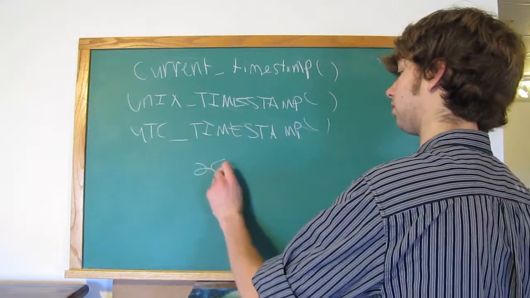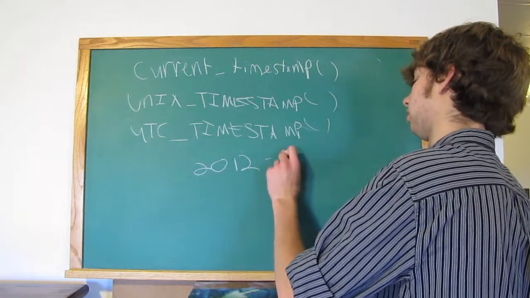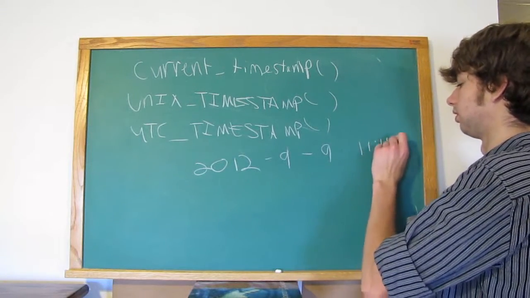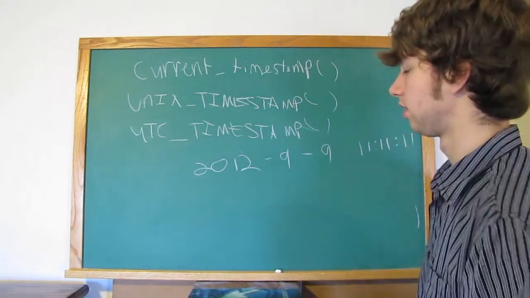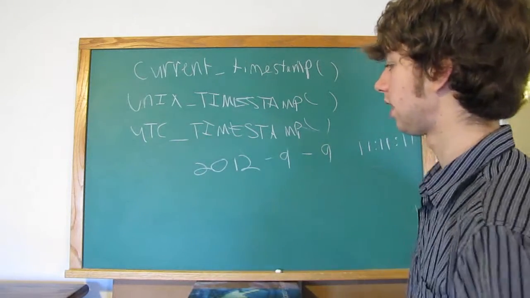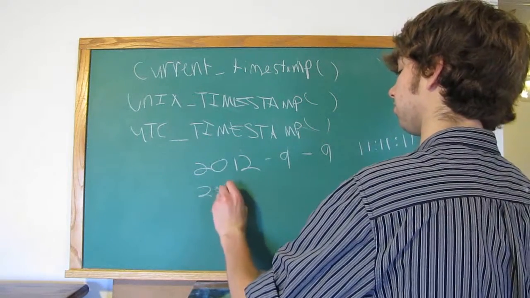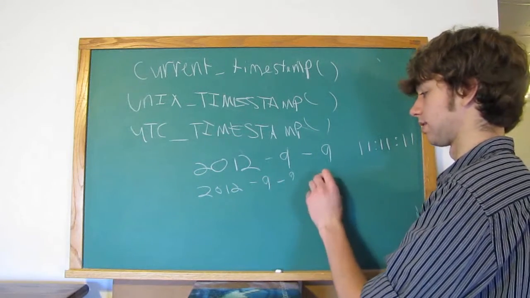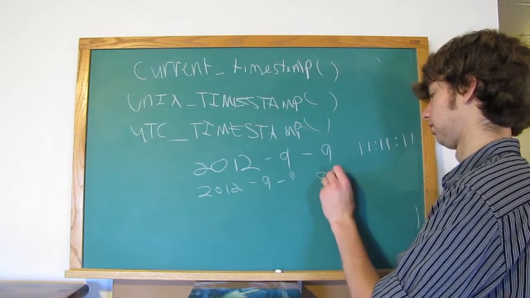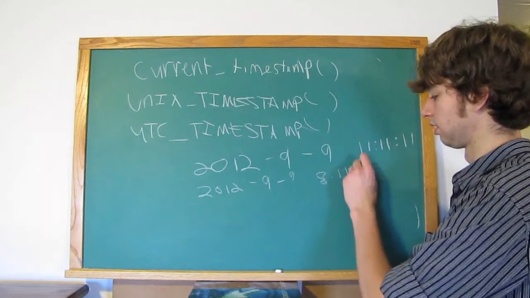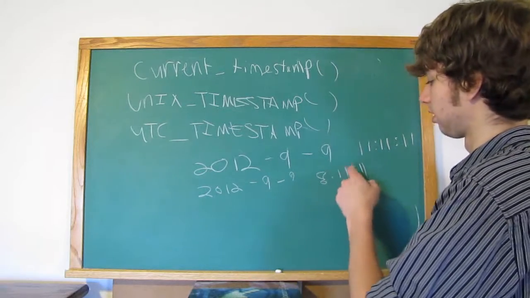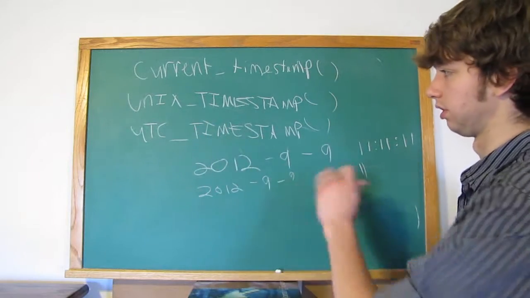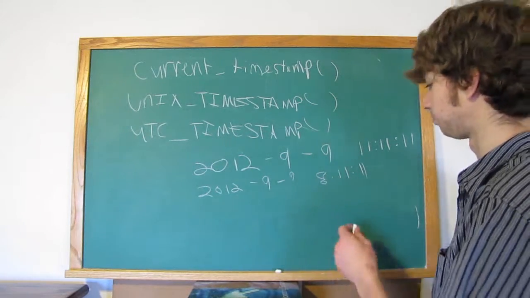Here we have a day. 9, 9, 11, 11, 11, right? So if we convert this to UTC timestamp, this may be 2012, 9, 9, and then we can say 8, 11, 11. So that basically means your time zone is 3 hours ahead from the universal time, or the UTC time.